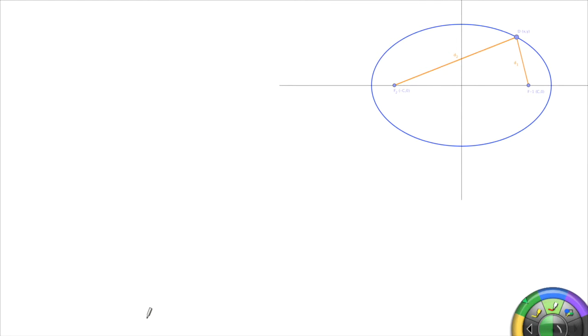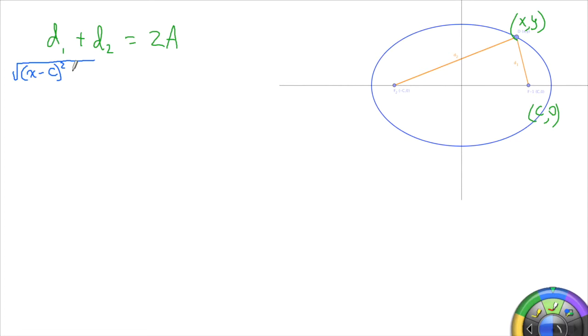Alright, so let's shrink the picture up a little bit. We know that D1 plus D2 is going to equal the length of the major axis, in this case 2A. We know that D1 is this length here, so it's going between x, y and the coordinate down here of c, 0. So to find the distance between two coordinates is the change in x squared plus the change in y squared, all square rooted. So we're going to get the square root of x minus c all squared plus y minus 0 all squared, which is just y squared.